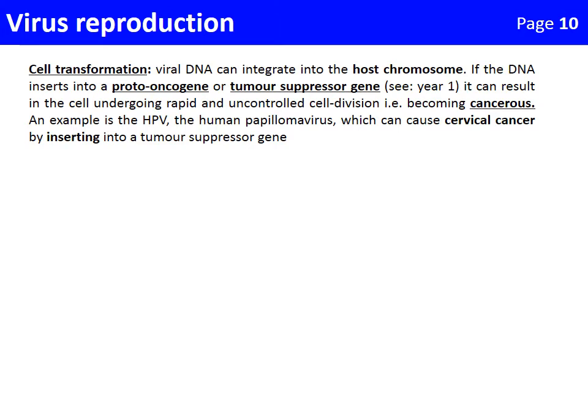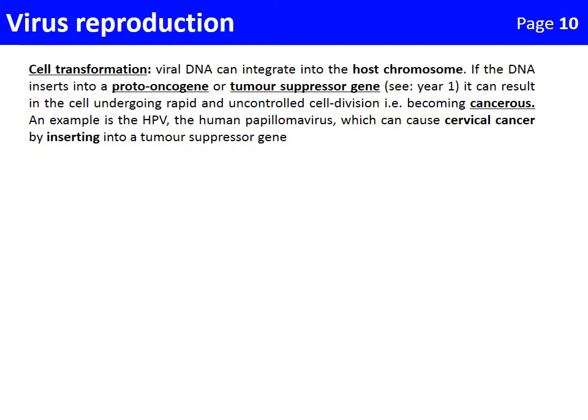Now it's important to understand that if a virus does enter the lysogenic life cycle, like human papillomavirus in the epithelial cells that line the cervix, or HIV in T helper cells in the blood and lymphatic system, when the viral DNA actually inserts into a host chromosome inside the host cell nucleus, if that viral DNA inserts within certain genes, it can lead to that host cell becoming cancerous. Now, cancer is defined as uncontrolled cell division.